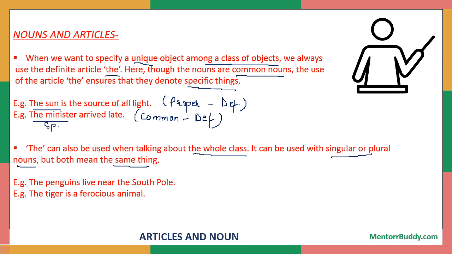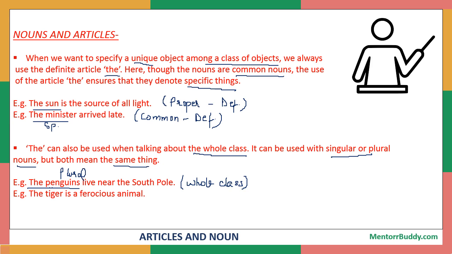For example, the penguins live near the South Pole. Now here as you can see, penguins is plural, right? And when we add the with it, that is a definite article, it is referring to the whole class of penguins, and not just one animal. So the penguins live near the South Pole.